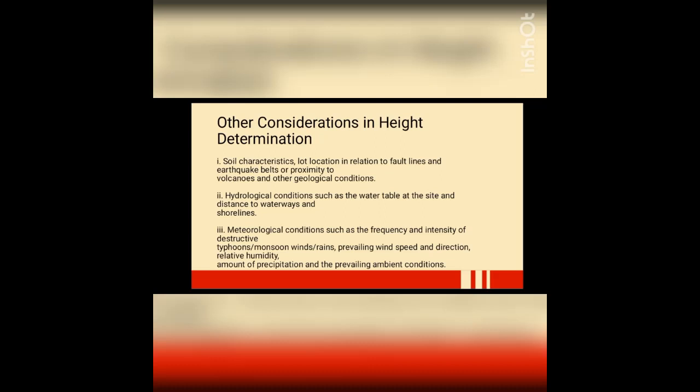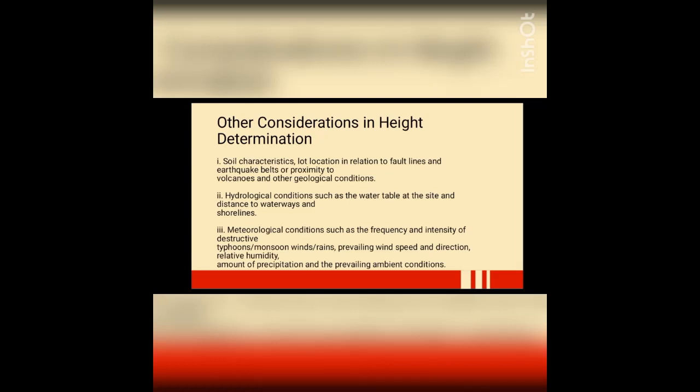Other considerations in height determination. Number 1, soil characteristics, lot location in relation to fault lines and earthquake belts or proximity to volcanoes and other geological conditions. Number 2, hydrological condition, such as the water table at the site and the distance to waterways and shorelines.